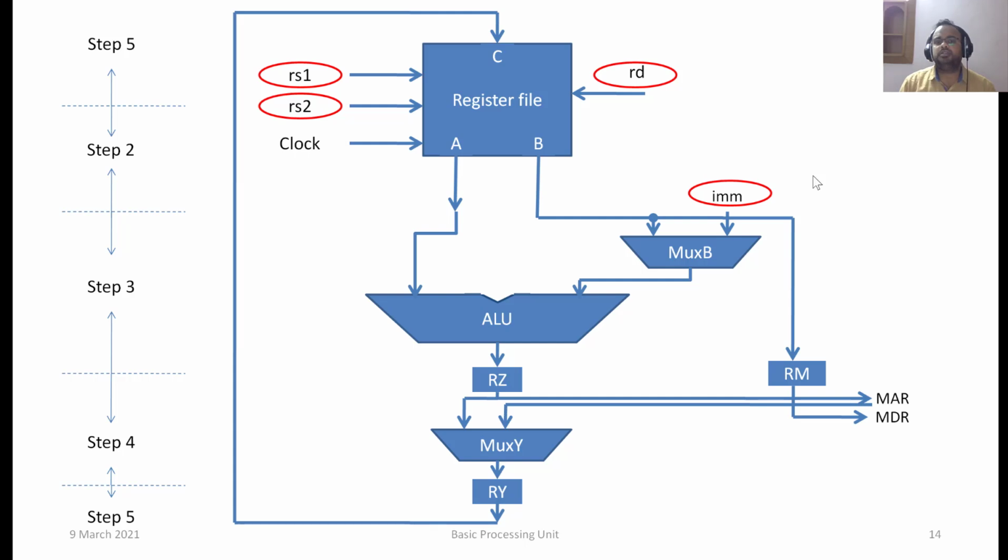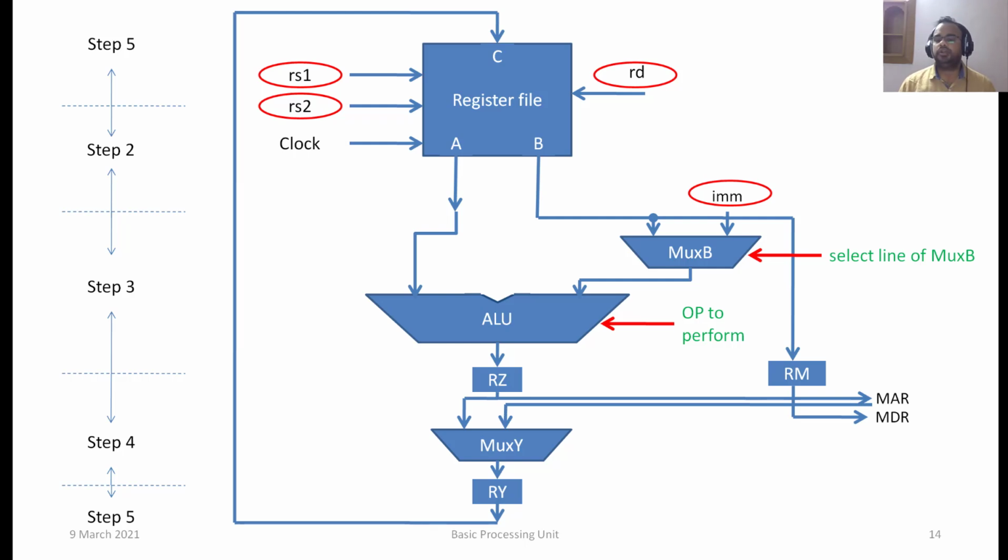In the third step, based on the instruction, we would pick the select line for mux B. Basically, the control signal would be generated by the control circuitry, and both the inputs of ALU are now decided and ready. The ALU would perform the operation that it's supposed to. Again, the operation to perform will be dictated by the control circuitry, and by the end of step 3, the output of ALU will be returned to a temporary buffer or register, which is RZ.